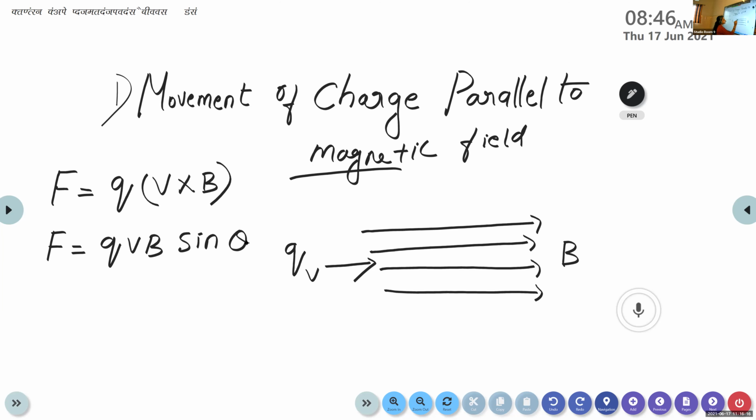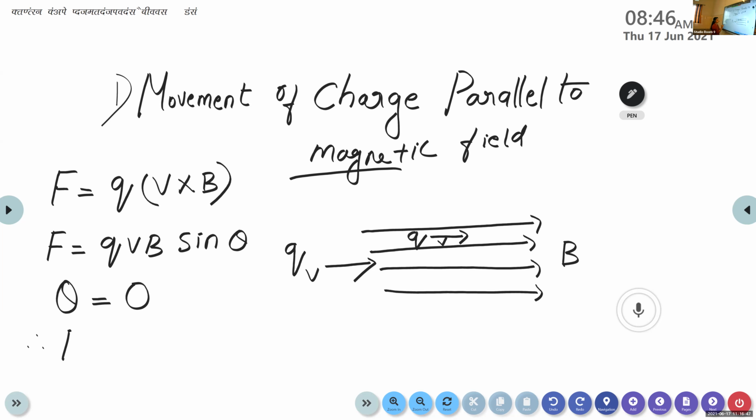So what will be the direction of the charge particle and that of the magnetic field? Here the charge particle enters into this magnetic field and it moves in this direction. What is the direction of this charge particle and that of the magnetic field? They are along the same direction. Here the movement of the charge particle and that of the magnetic field are aligned along the same direction. Then what will be the value of theta? What is the angle between them? The angle between the velocity of the charge particle and that of the magnetic field is 0.